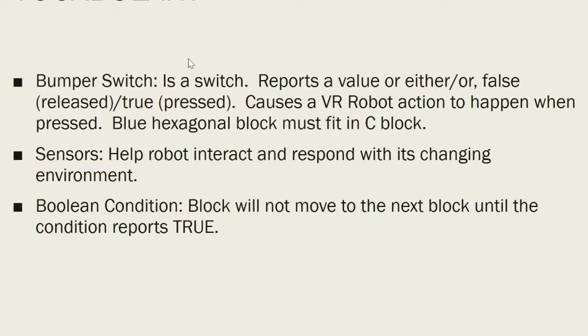For example, we have sensors in those laser thermometers that we use for checking people's temperatures. We use sensors in our smoke alarms. We use sensors on our motion activated lights outside. We use sensors for our remote controls. And the last one is Boolean conditions.